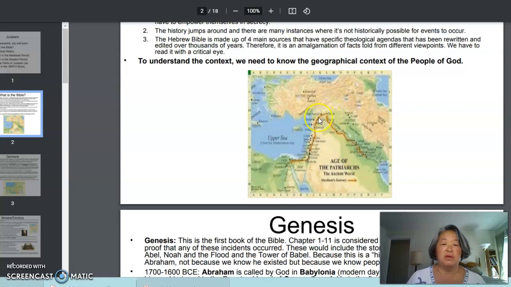Here is Syria and Lebanon, and then here is Turkey. Okay, so we're really concerned with this region right here, which is Israel. But keep in mind, it's part of this greater ancient Near Eastern world.